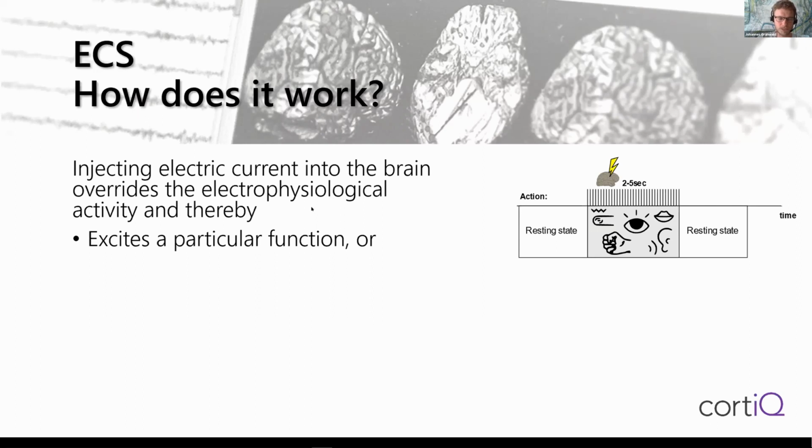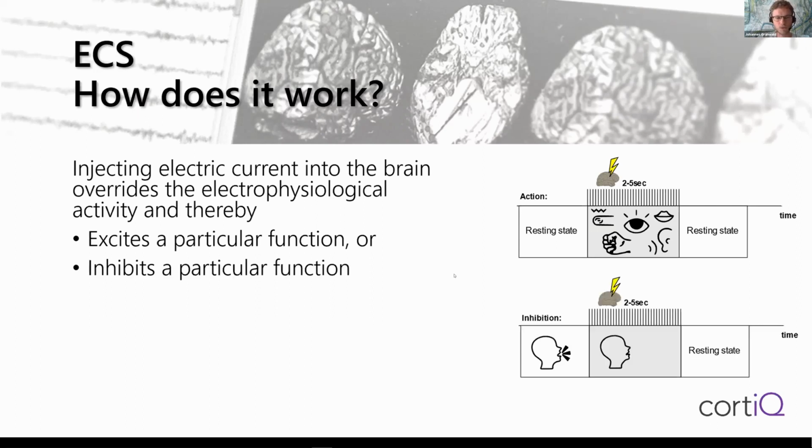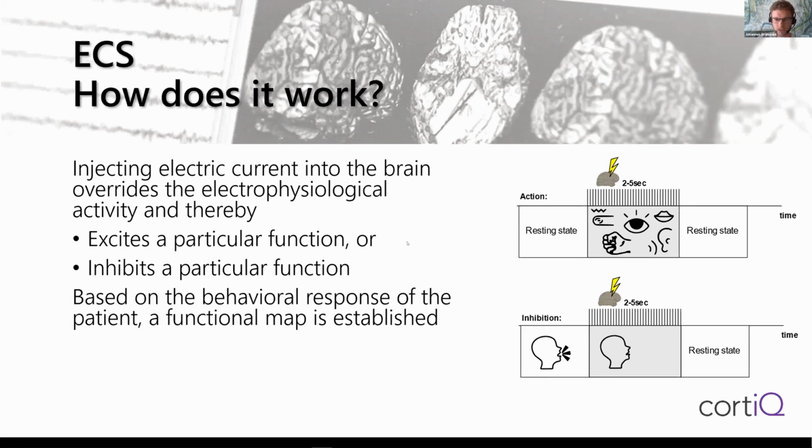The second approach is we can inhibit a particular function or suppress it. So this protocol means that we are starting with a standard behavioral task, for example, speaking, and then we are stimulating a region where we believe it is involved in or necessary for speaking. And if during stimulation the speaking stops, then we know we have hit this target area. So this is inhibition. So using these two approaches, we are able to step by step establish a functional map of the cortex.